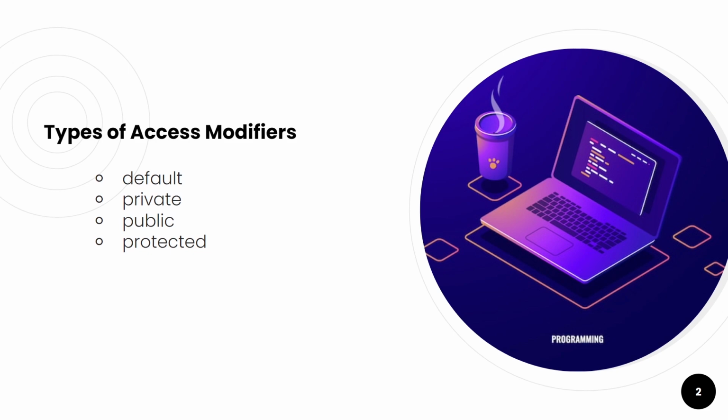First, default. Declarations are visible only within the package. The packages are considered private. The next is private. The declarations are visible within the class only. Protected. Declarations are visible within the package or all classes. Public. Declarations are visible everywhere. So we'll learn in depth one by one using simple examples.